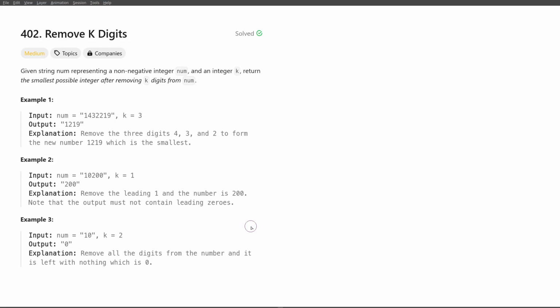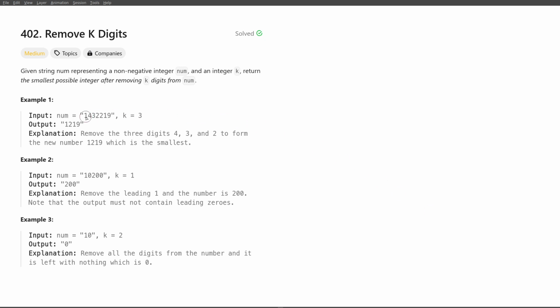Hello everyone, today we'll talk about the problem remove k digits. We are given a long integer represented as a string and also an integer k, which is the number of digits that we can erase from our number. And we want to erase them in such a way that the resulting integer is as small as possible.